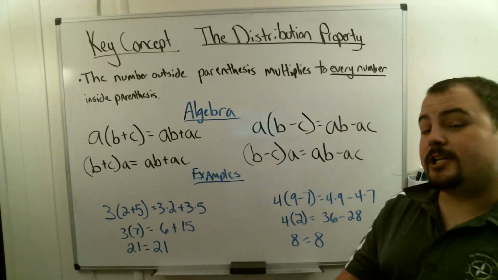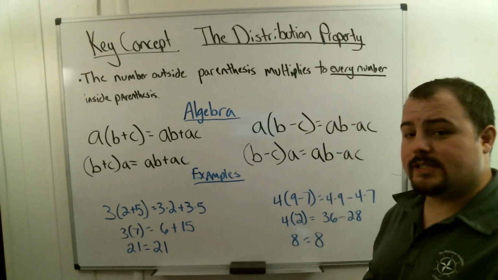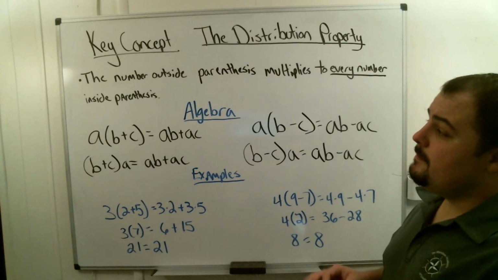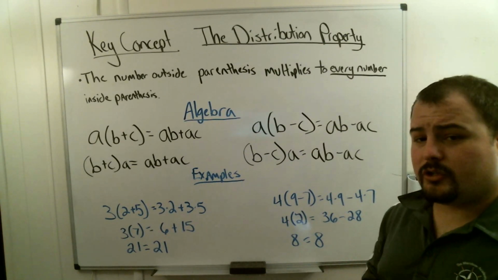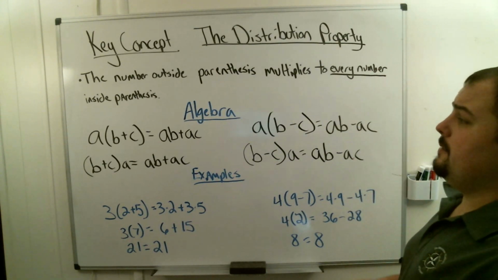For this slide, we have our key concept. Our key concept is the main thing we're going to be going over in this lesson. We're going to be talking about the distribution property all throughout this lesson. Make sure you copy everything that you see on the board. I'm going to talk about it as you're copying it down. So the key concept is the distribution property.